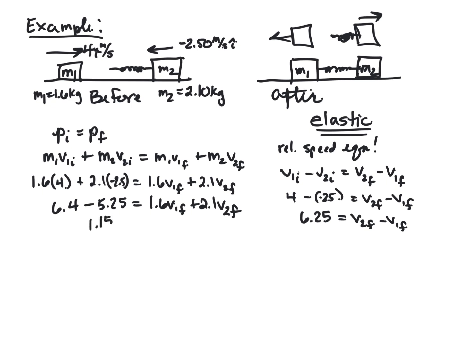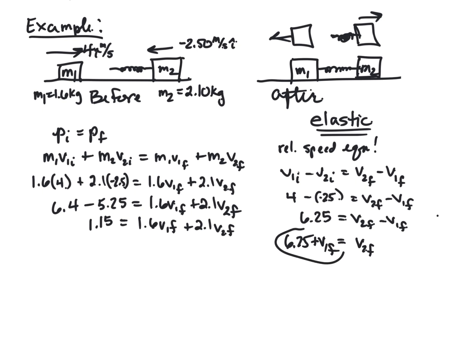And now look, we have two equations with two unknowns. So I need to solve one of these for one of the two unknowns. I'm going to use this one and solve for V. All right, so now I'm going to solve this. V sub 2 final is equal to 6.25 plus V sub 1 final.